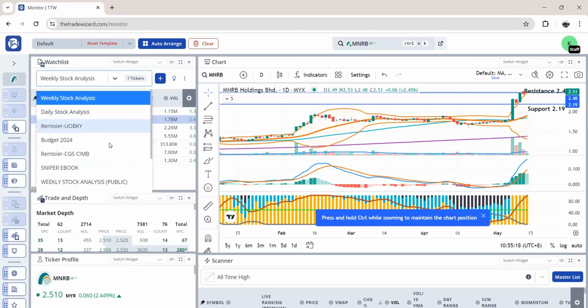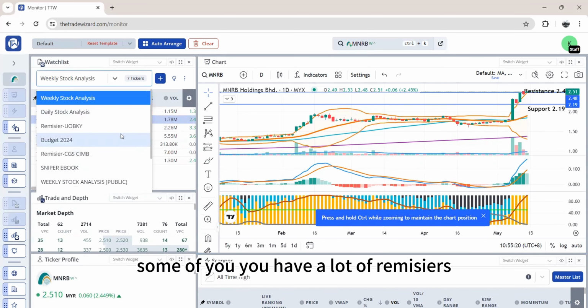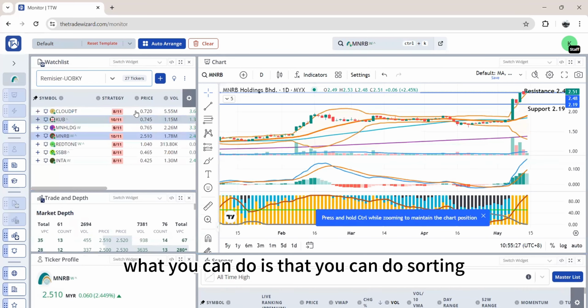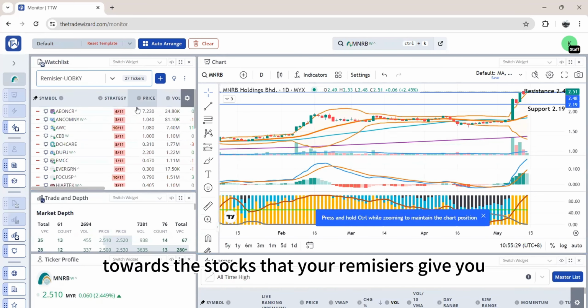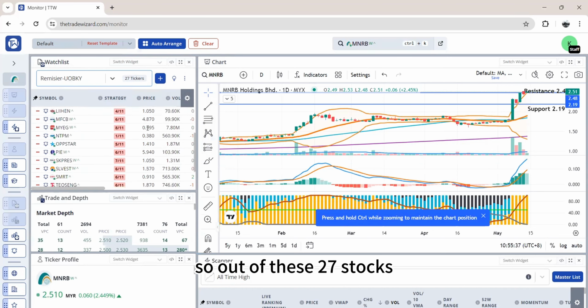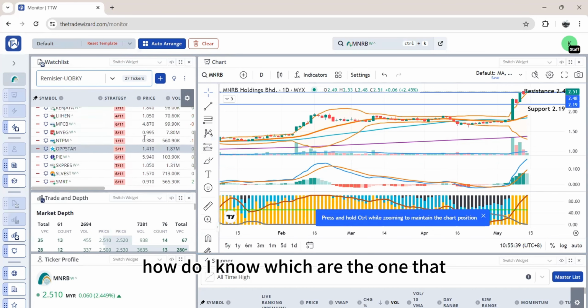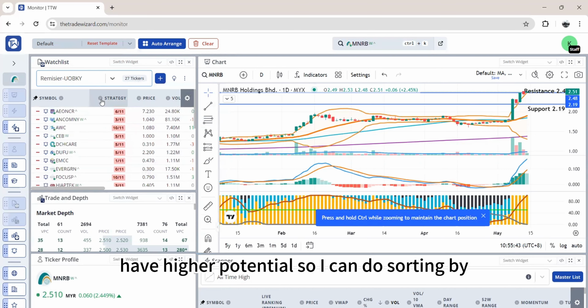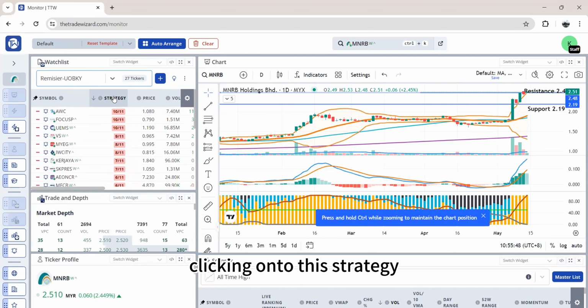So let's say some of you have a lot of reminders and the reminder gives you a lot of stocks. What you can do is that you can do sorting towards the stocks that your reminder gave you. Let's say my reminder, UOBKN, this reminder gave me 27 stocks. So out of these 27 stocks, how do I know which are the ones that currently have higher potential? So I can do sorting by clicking onto this strategy.